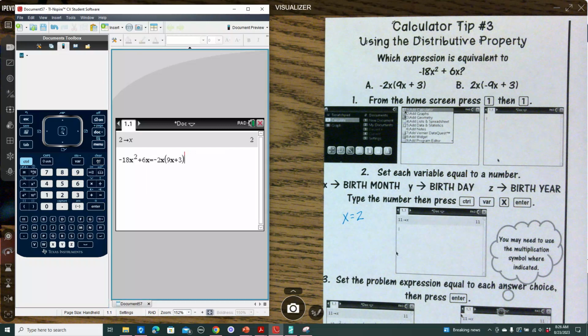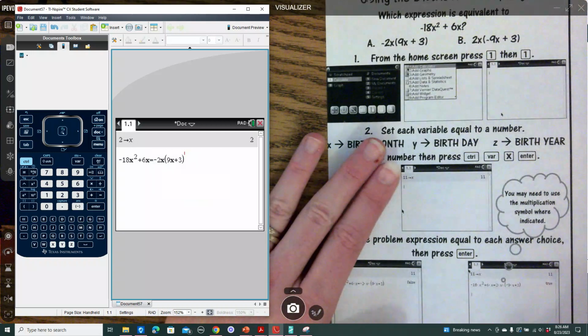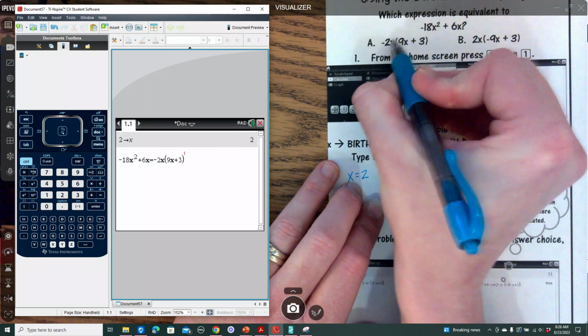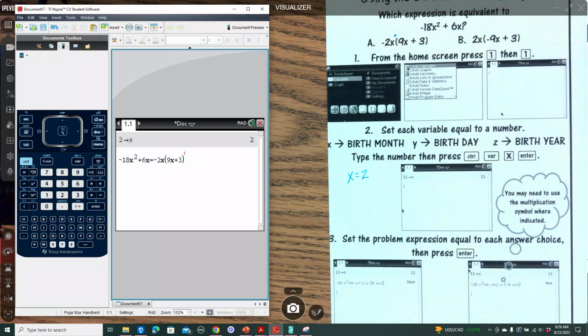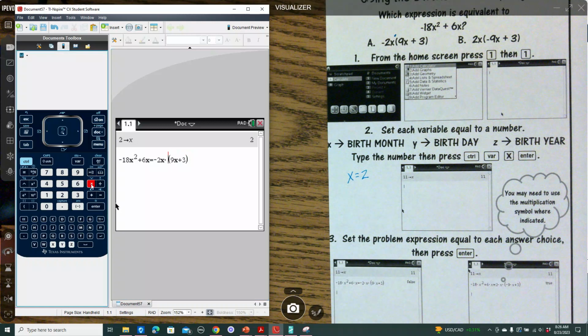Implied multiplication. So, that's why I wanted to show you this one. If it says implied multiplication, you may need to use a multiplication symbol where it's indicated. And so for this one, anytime you have something shoved up against parentheses, there's an invisible multiplication sign in between there. So I'm going to go back in between that negative 2x and that parenthesis, and I'm going to add a multiplication sign. And then I'm going to hit enter. Okay? For some reason, the calculators have a hard time deciphering what you're wanting to do when you have those parentheses there. So A is false, so we know that's not our right answer.